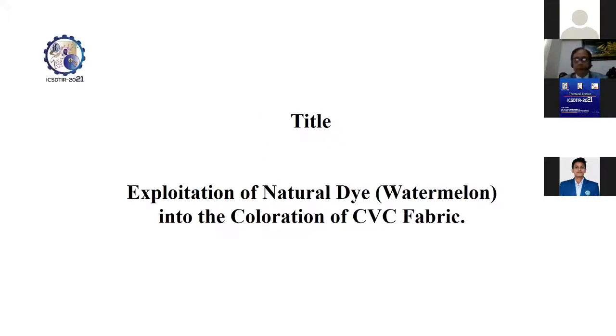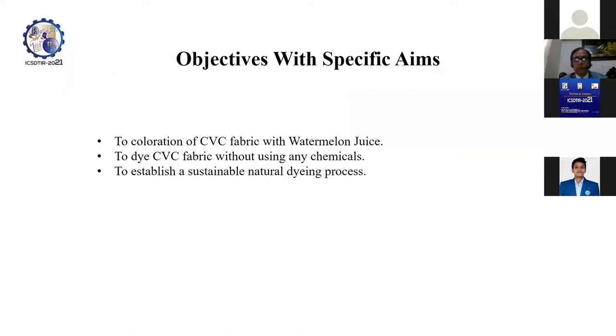The paper title is Exploitation of Natural Dye into the Coloration of CVC Fabric. Here, the natural dye is watermelon. Objectives of this project are coloration of CVC fabric with watermelon juice, to dye CVC fabric without using any chemicals, and to establish a sustainable natural dyeing process.